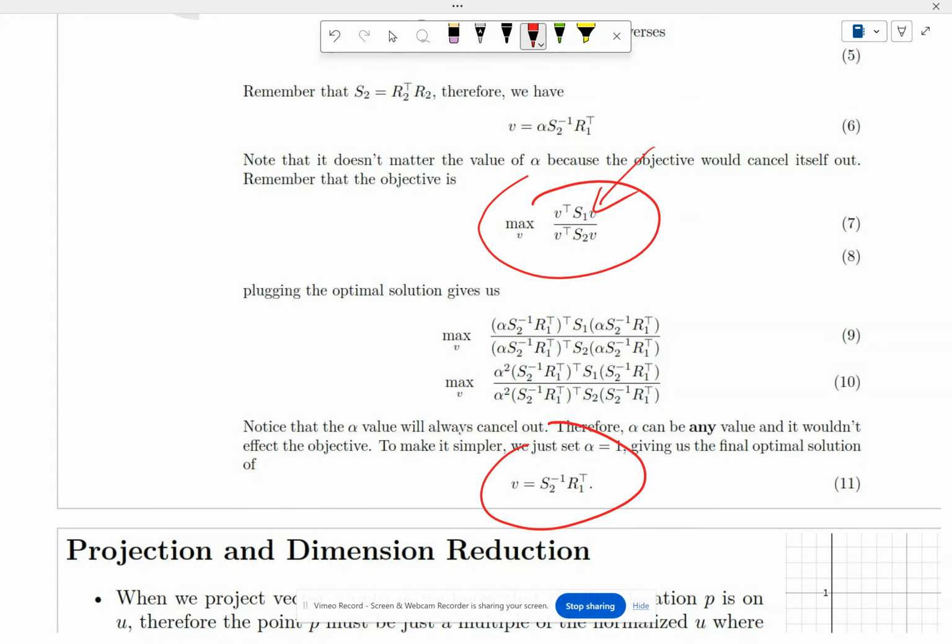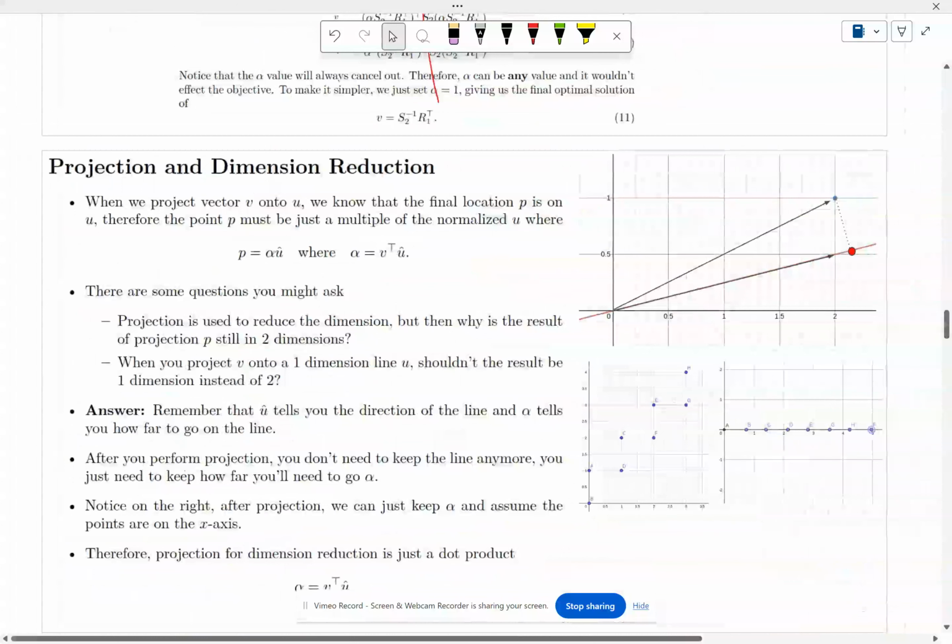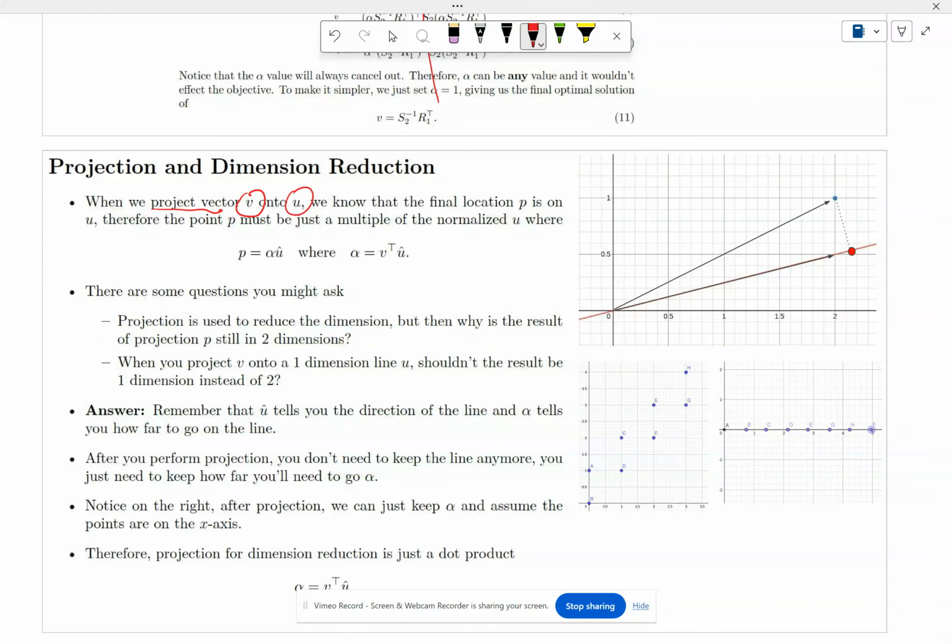Well, let's now go over the background story. How in the world do we get this objective in the first place? Well, projection and dimension reduction. Let's quickly go over that. Do you remember that when we project a vector V onto U, so let's say this is V, we're projecting onto U, so you essentially draw a line, and this point is P. So this is how you cast a shadow, right? After you cast a shadow, you can identify the point P.